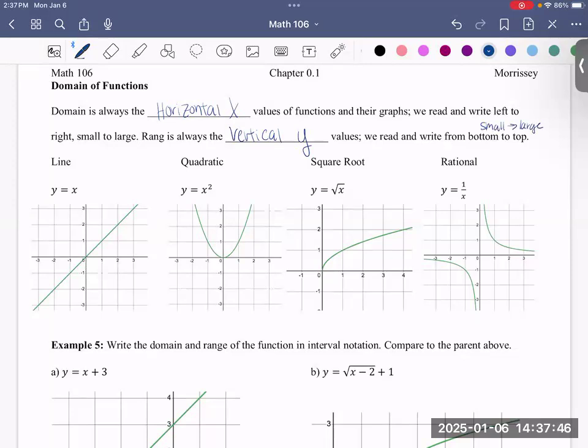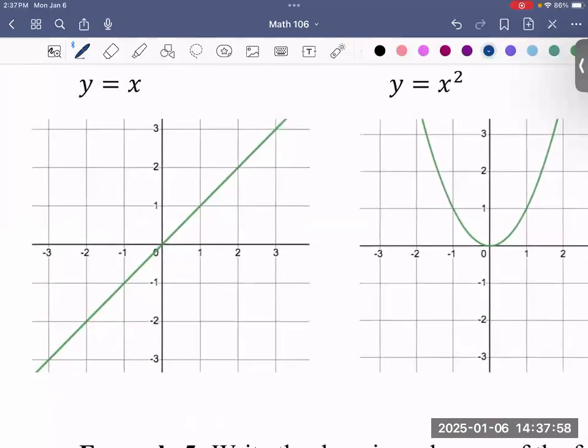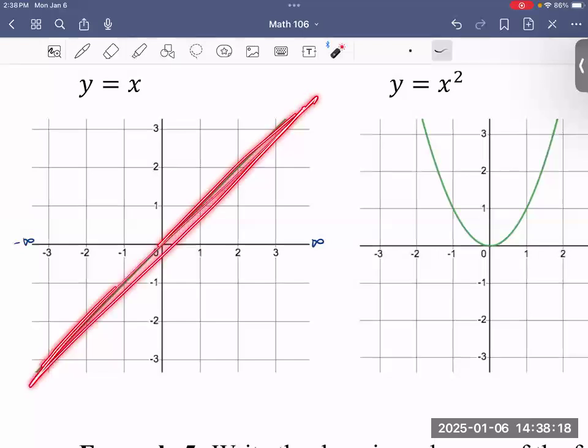So when it comes to lines, quadratics, square roots, and rationals, we're going to be taking a look at your domain and your range. So when we look at your domain here of this line, from left to right, on your number line for your x values, we have negative infinity and infinity. And notice that this green line is nice and solid. There's no holes and gaps. There's no jumps that we have to account for, but it's nice, solid, smooth line.